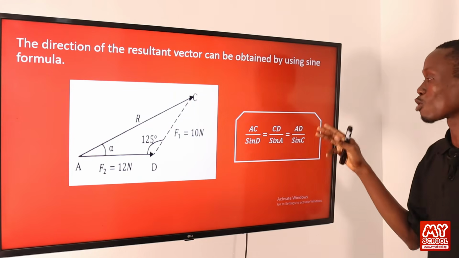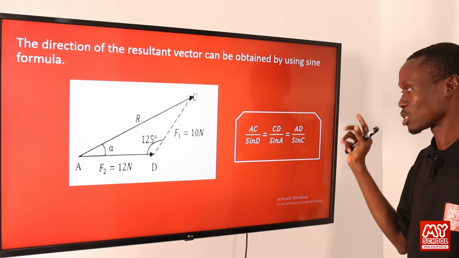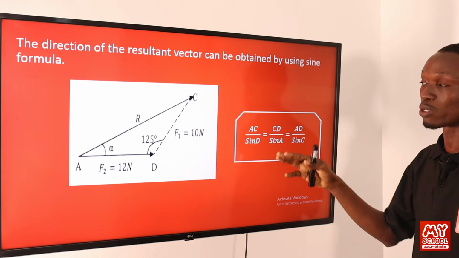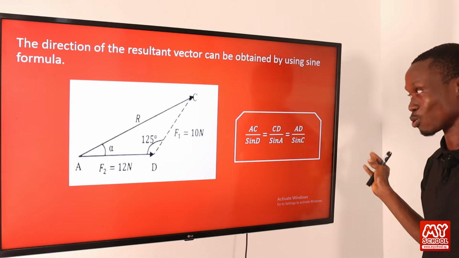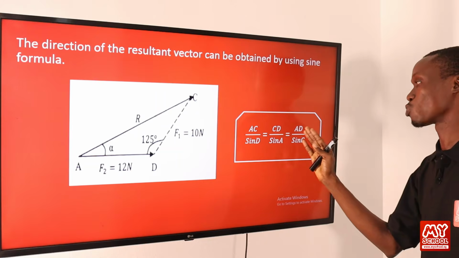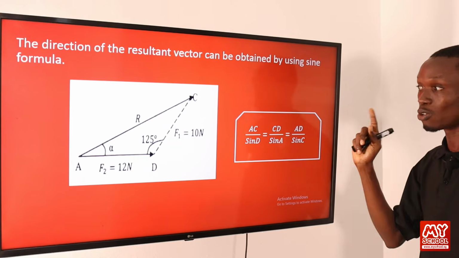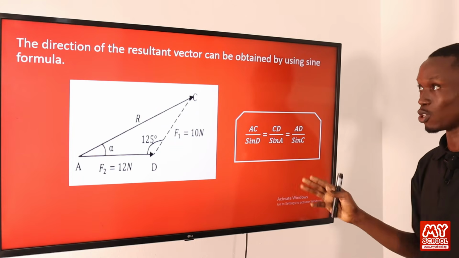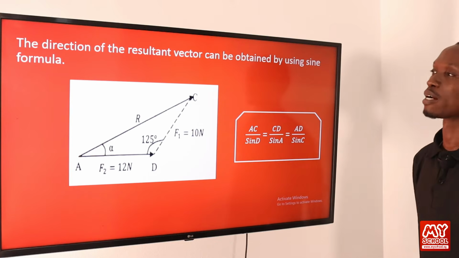But take note, in solving this, you don't make use of these three at the same time. You take any two, depending on the side of the triangle that is given to you. So you can use these two, or these two, or these two, depending on the side and the angle that is given to you. Okay, so let's move to the next slide.